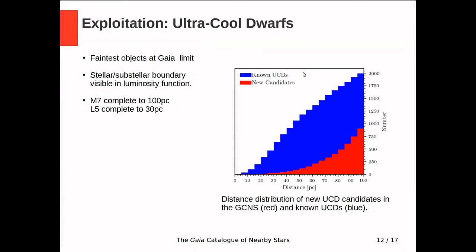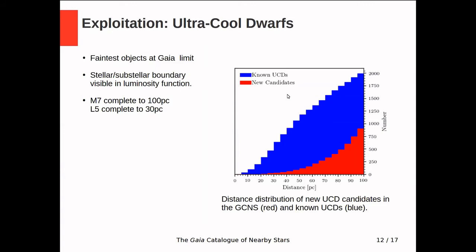Ultra-cool dwarfs are some of the faintest things as seen by Gaia. They start at spectral type M7, or about 2700 Kelvin, and they go all the way down to room temperature objects. This includes both stellar and substellar objects. That turnover is visible in the luminosity function as shown a couple slides ago. That's about L3 for the turnover.